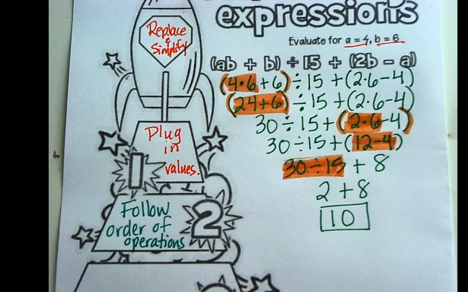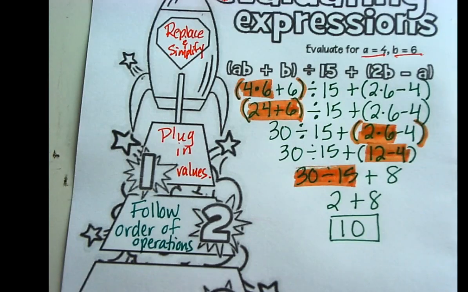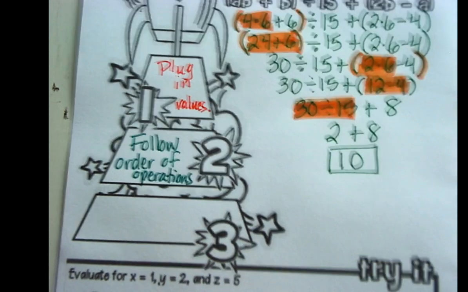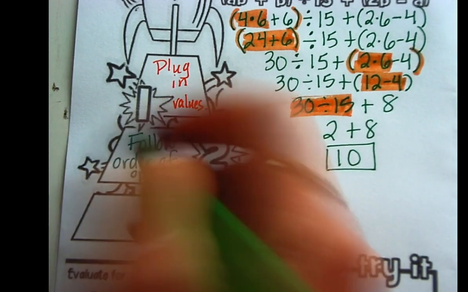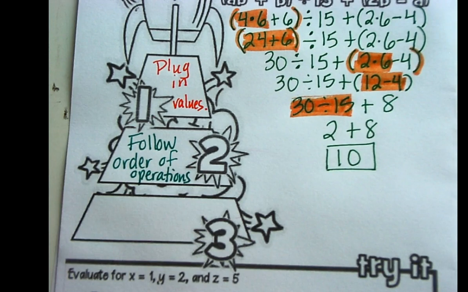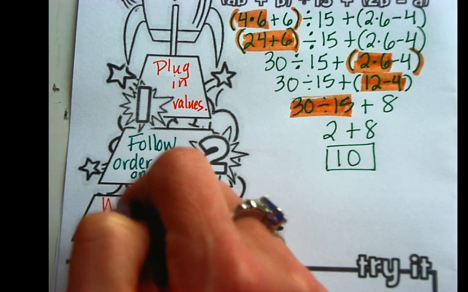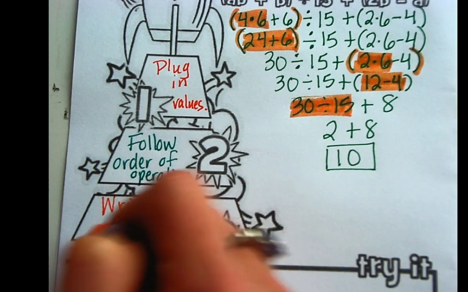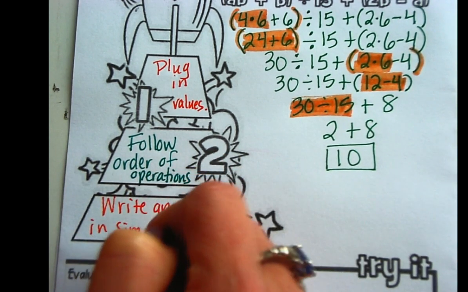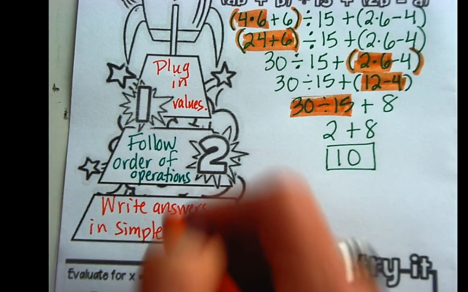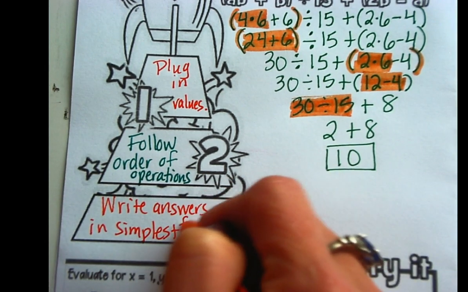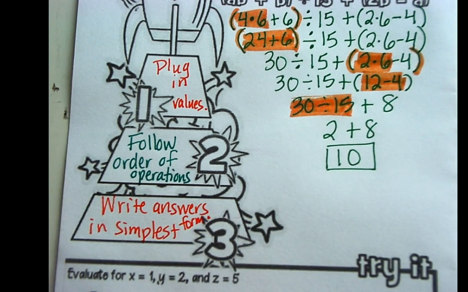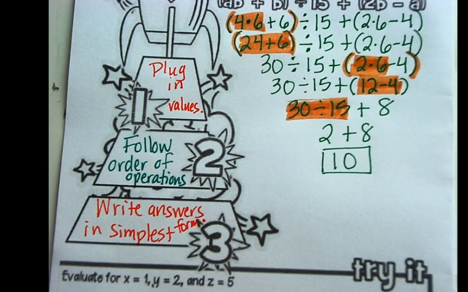So the important thing for number 3 to note down here, the other thing we need to do, is make sure that we write our answer in simplest form. So if it's a fraction, you have to simplify it. But we are going to go ahead and write that there. Write answers in simplest form. Now we don't have a fraction this time. We have a whole number. But if we did, we would have to simplify it. Okay? Write answers in simplest form. So let's go ahead and try the 2 examples at the bottom.